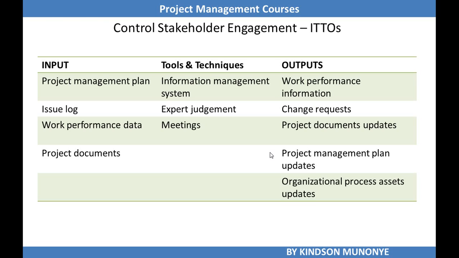Now the tools and techniques are three of them: information management system, expert judgment, and meetings. We'll actually spend some time on the first one, information management system. For the outputs of control stakeholder engagement, we have work performance information, change requests, project documents updates, project management plan updates, and organizational process assets updates. Let's now take a closer look at these items.